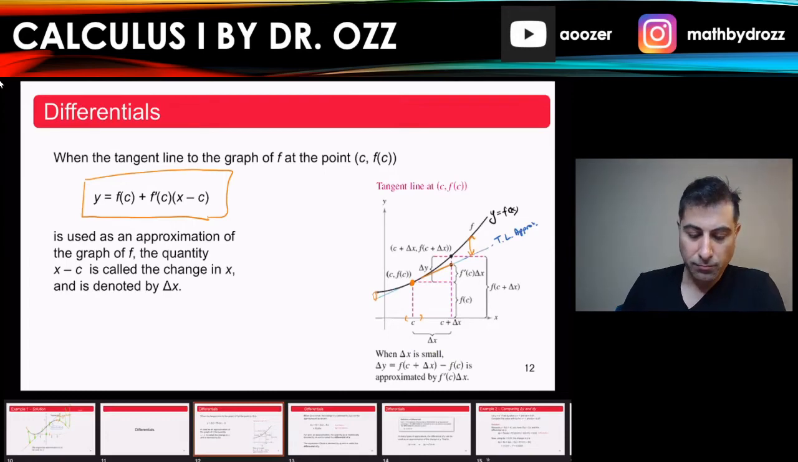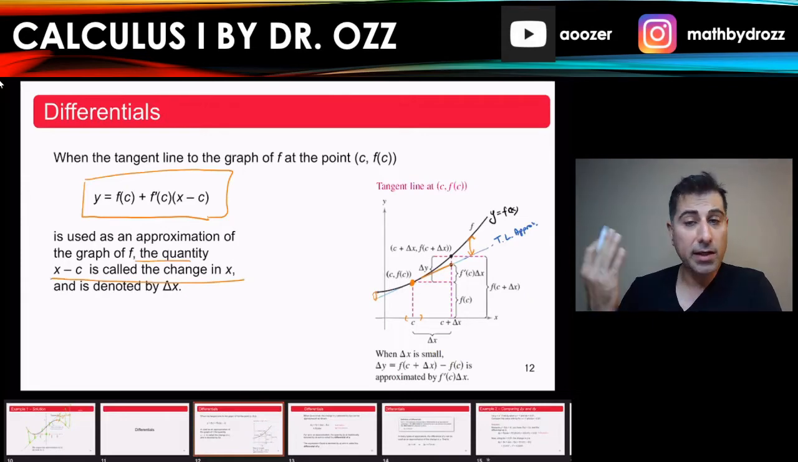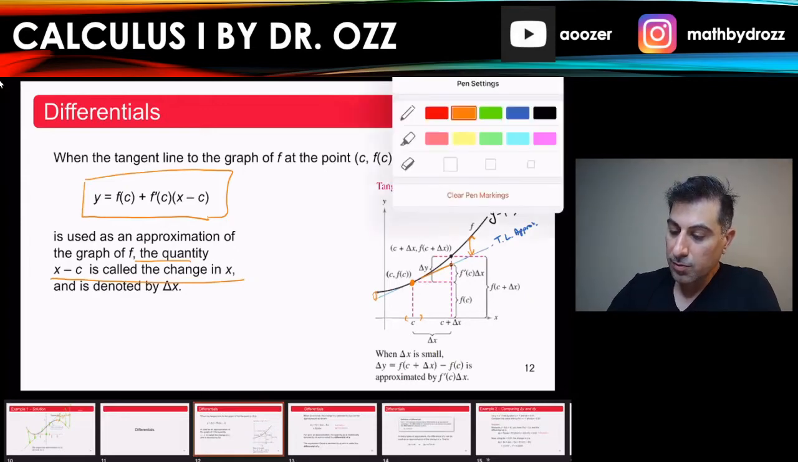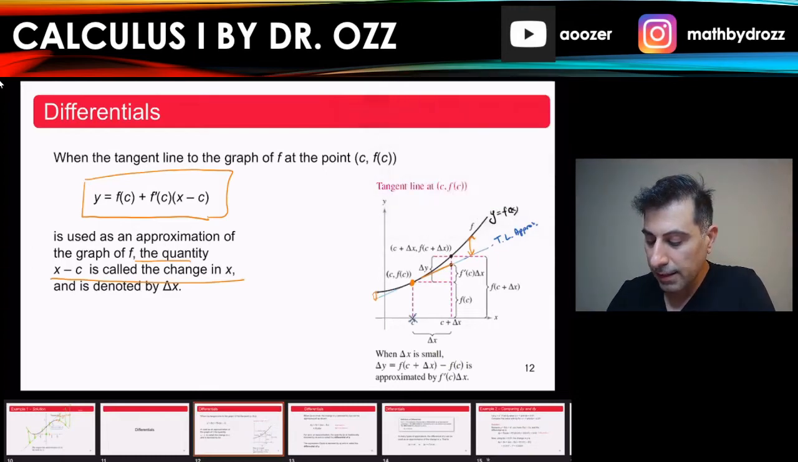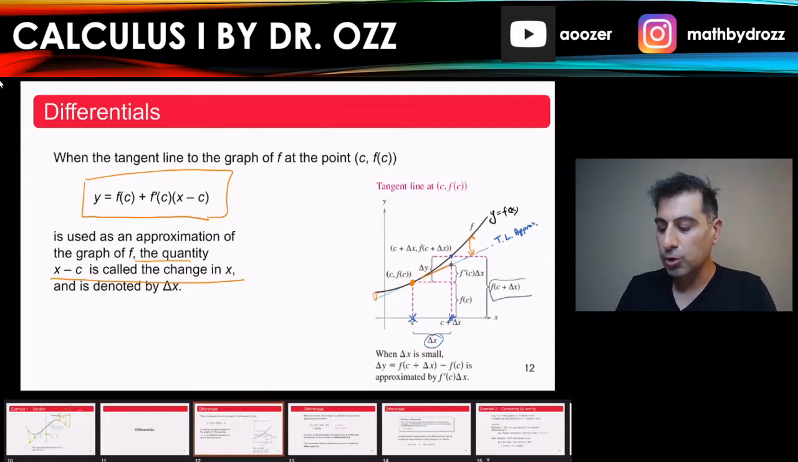Okay, so first of all, let's say the quantity x minus c is called the change in x, and then let's say you represent it by delta x. Okay, so let's say you start with c, and then you are, let's say, delta x units far from c. So obviously the function value here, which is represented by this black dot here, and its tangent line approximation differ, right?